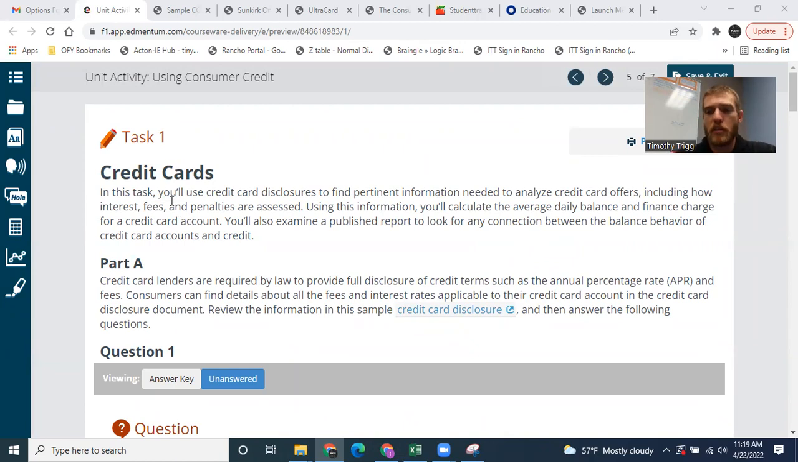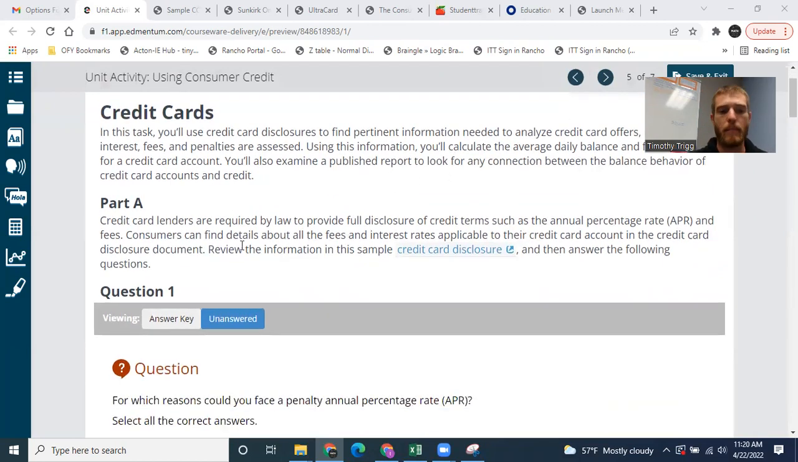I'm going to read it aloud, so please follow along. In this task, you'll use credit card disclosures to find pertinent information needed to analyze credit card offers, including how interest, fees, and penalties are assessed. Using this information, you'll calculate the average daily balance and finance charge for a credit card account. You'll also examine a published report to look for any connection between balance behavior of credit card accounts and credit.